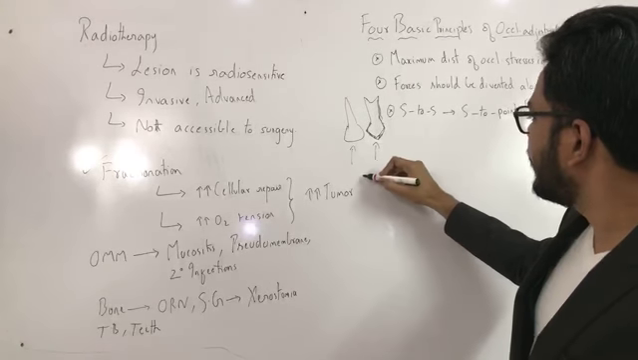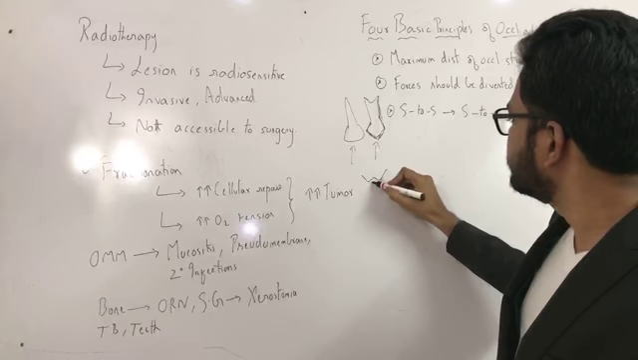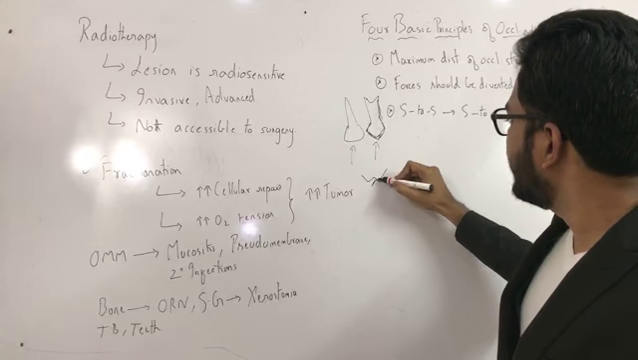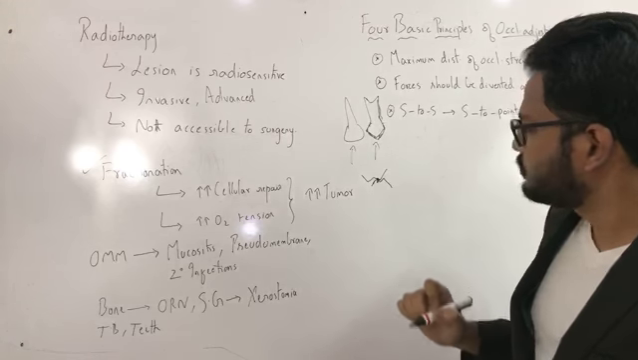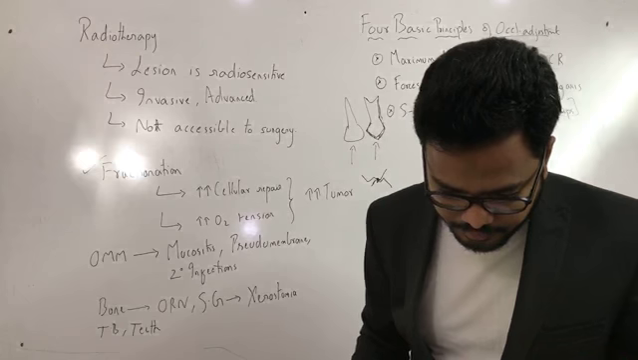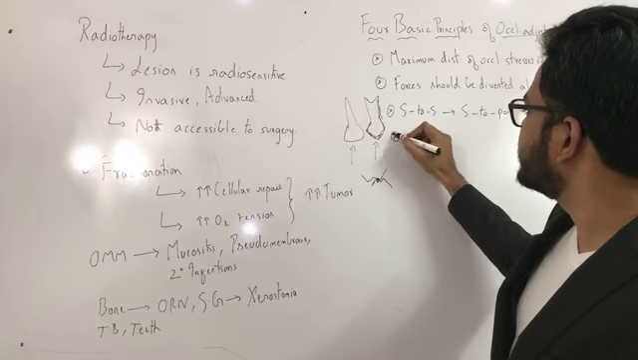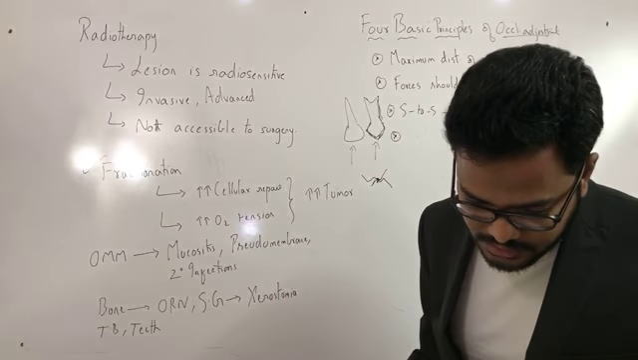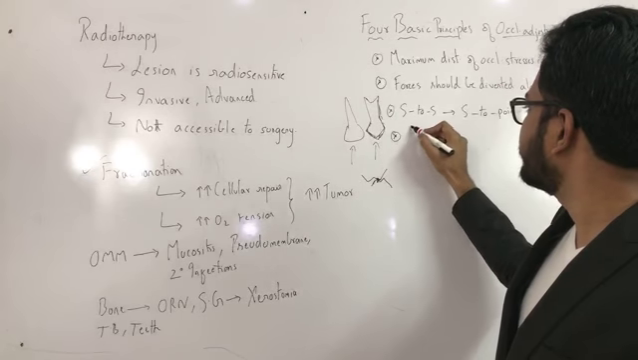So assume that you have two cusps here. You should have surface to point contact. And the fourth principle says that once centric occlusion is established, it should not be diverted away from it. Once centric occlusion is established, never take the teeth out of centric relation.